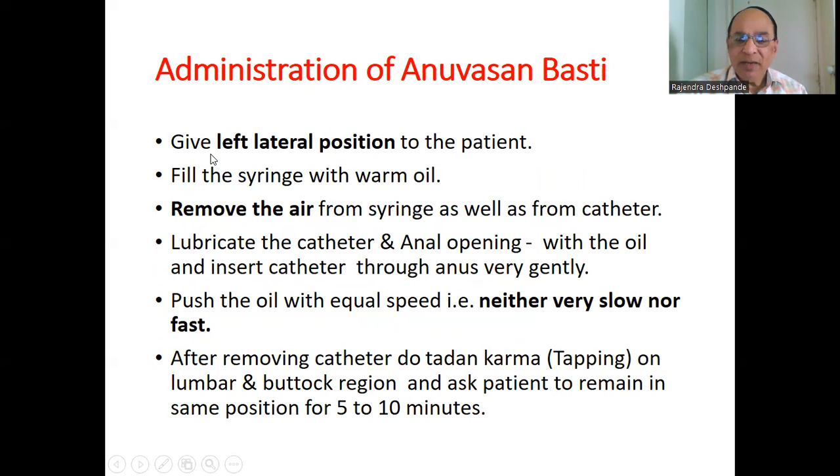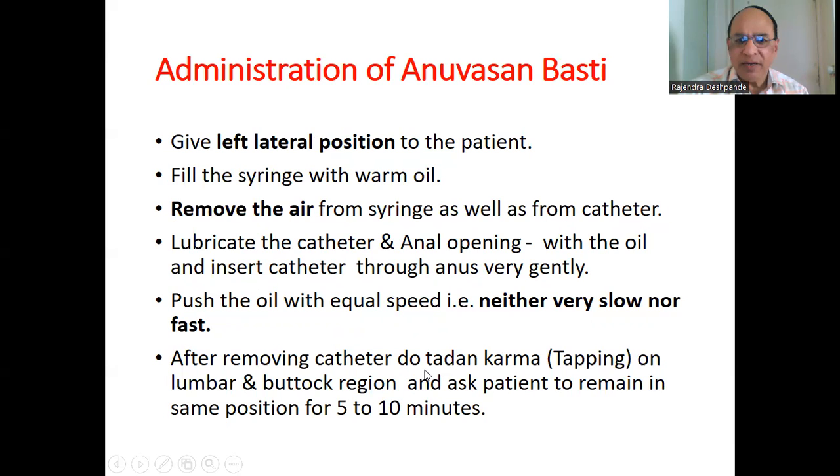How is it done? Give the left lateral position to the patient. Left lateral position. This is asked in the MCQ examination. This is a very important position for the Anuvasana Basti or Niruha Basti. Fill the syringe with warm oil. Remove the air from the syringe as well as from the catheter. Lubricate the catheter and the anal opening with oil swab, and insert the catheter through the anus very gently. Push the oil with equal speed, neither very slow nor too fast.